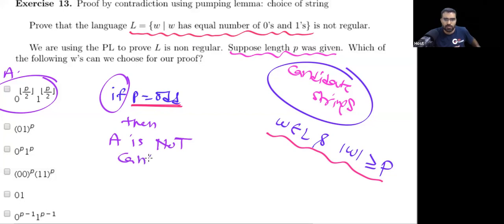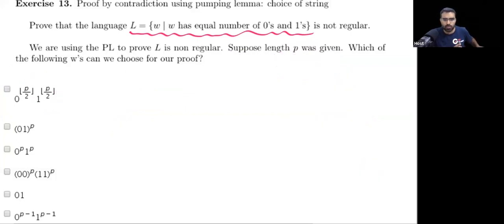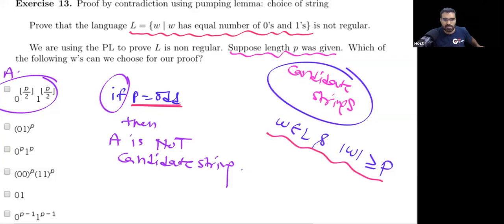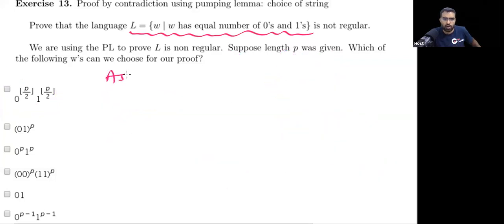Okay, so this is the point. A is not a candidate string. Anyway, even if you assume that P is even, is it a candidate string? Let's assume for a moment that P is even. Now you tell me, will this pump or not?